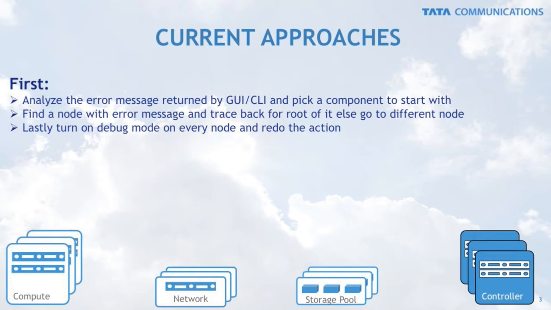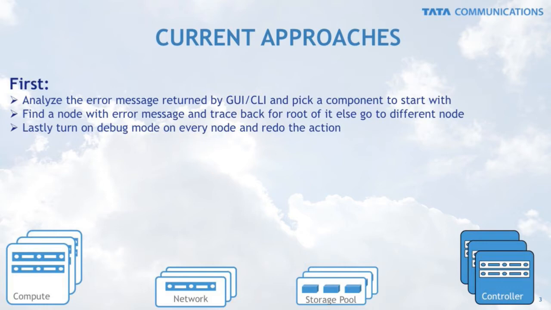In an HA environment, you will have multiple nodes to do these activities, so you will have to go to each node and try to figure out where the problem is. And if it is in a different component altogether, from Nova to Cinder or Neutron, you'll have to go and visit all those nodes again. And lastly, if nothing works out, you would have turned on debug mode on all the nodes and in the services that you think about, and then you redo the action and you work out your problem.